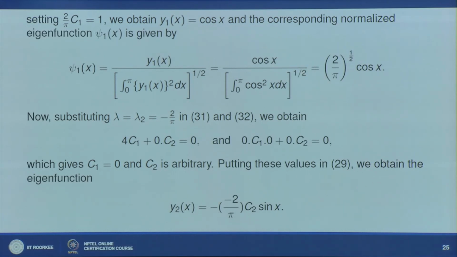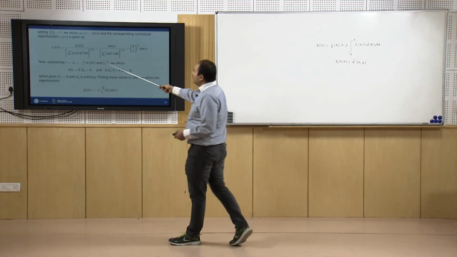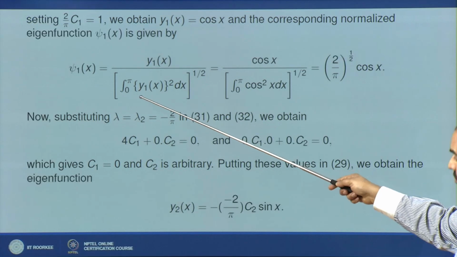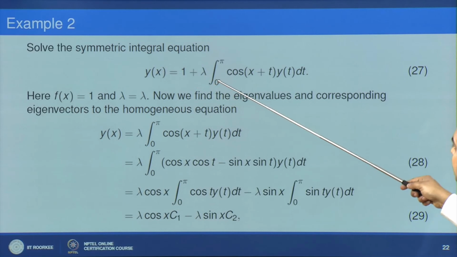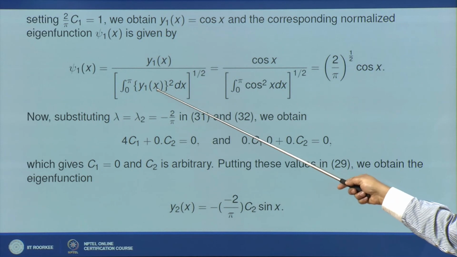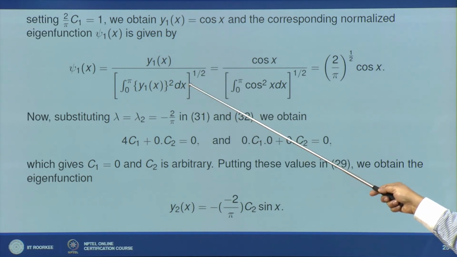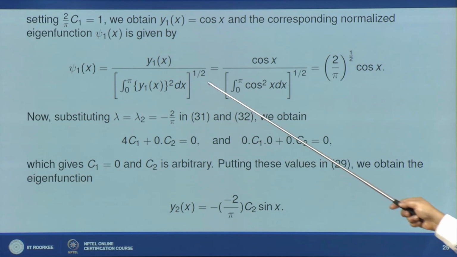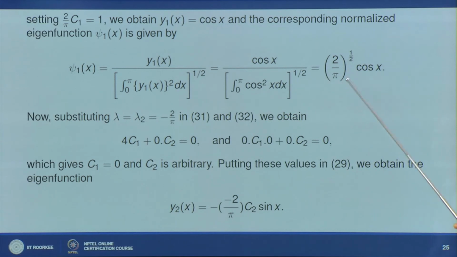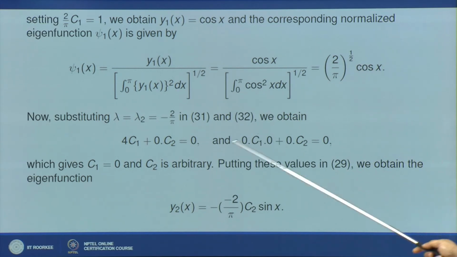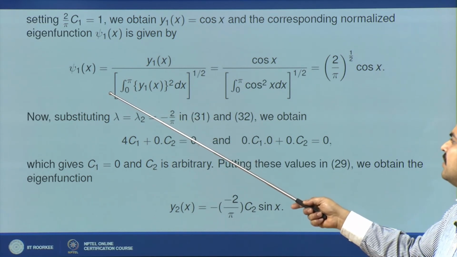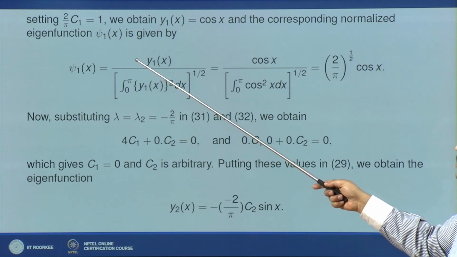Now just normalize it. How to normalize it? You divide it by the norm. Here a is 0 and b is pi. So the norm of y1 is the square root of the integral from 0 to pi of y1(x) squared dx. This quantity is simply pi by 2, so the normalized eigenfunction is the square root of 2 by pi times cos x. This is the normalized eigenfunction corresponding to lambda 1.